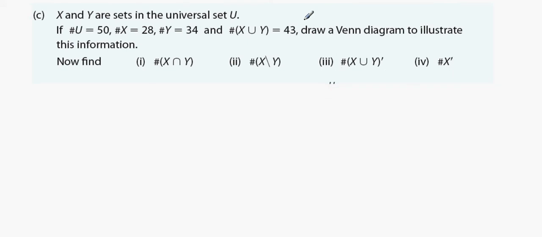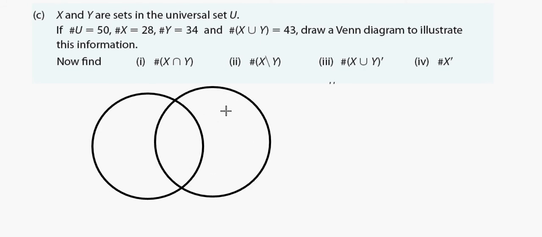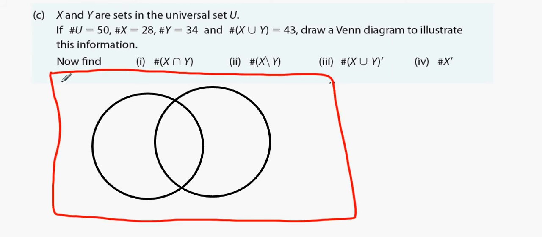Next one. Okay, so what we're going to have here is 2 sets, set 1, set 2. We'll call them X and Y, and they're inside the box U. The first one is the cardinal number of X is 28 and the cardinal number of Y is 34. Since we don't know what the intersection is, let's call this a letter, and because X is already used, we'll call it A.